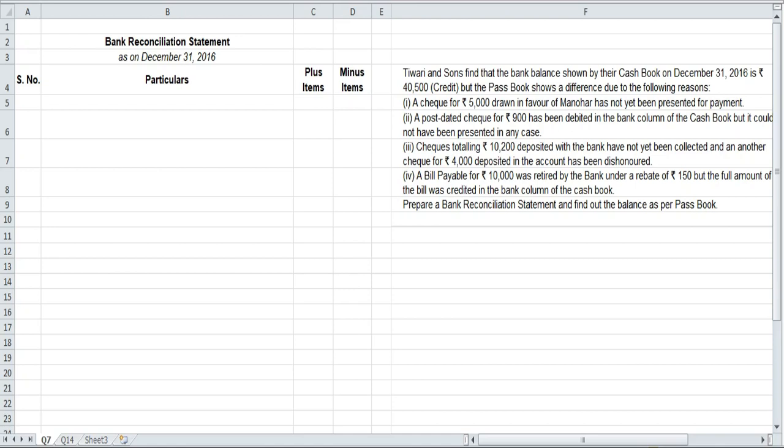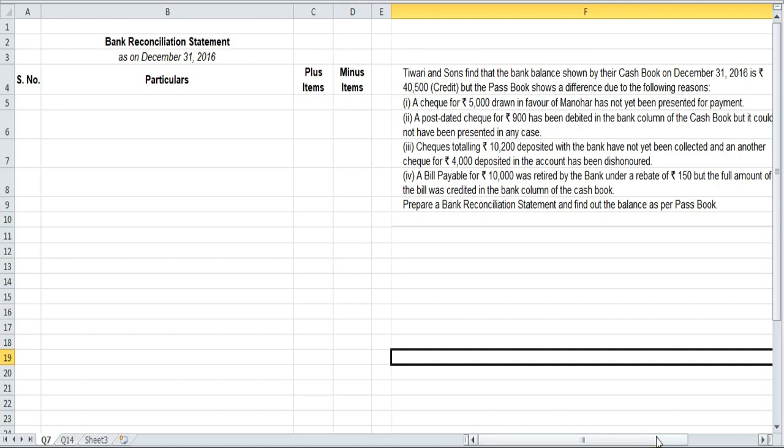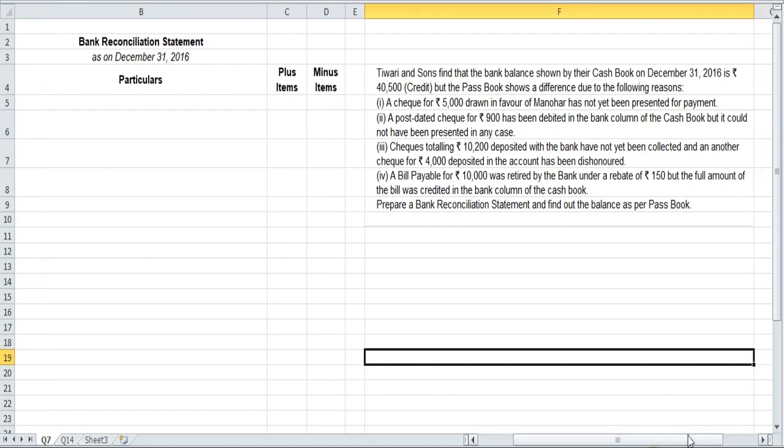Here it says Tiwari and Sons find that bank balance shown by their cash book on 31st December 2016 is rupees 40,500 credit. Now we have learned that if the cash book is having a debit balance, then it is plus, favorable, but here the cash book is showing the credit balance, which means it is unfavorable, minus.